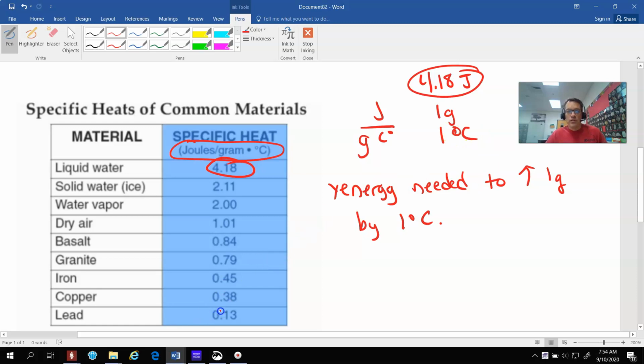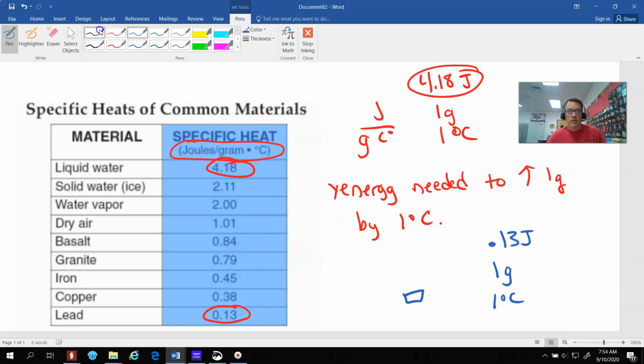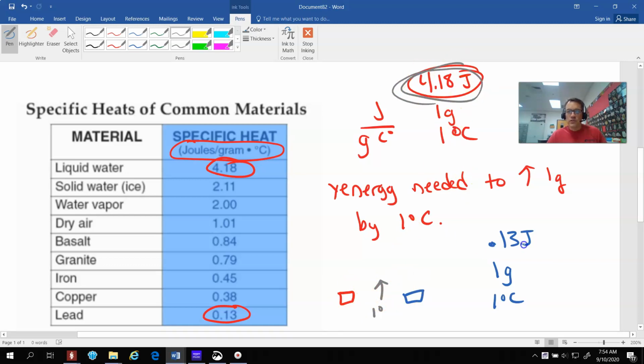Whereas if we go to the other end with lead, lead only needs 0.13 joules of energy to change 1 gram of it by 1 degree Celsius. So in other words, if we had 1 gram of lead and 1 gram of water and we wanted to change the temperature of each of them by 1 degree, then we can't accomplish that by adding the same amount of energy, because the water needs 4.18 joules of energy and the lead only needs 0.13.